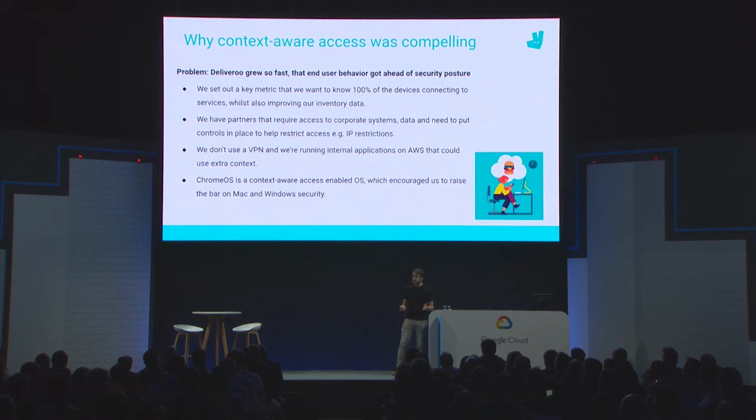And Deliveroo doesn't use a VPN like a lot of traditional companies do. We're really fully SaaS, and everything's in the cloud. We don't have any on-prem apart from maybe printers. And we can always provide that. We always can do with that extra context as well. So Chrome OS is also context-aware access enabled by default as well, which actually encouraged us to actually up our game on Windows and Mac.